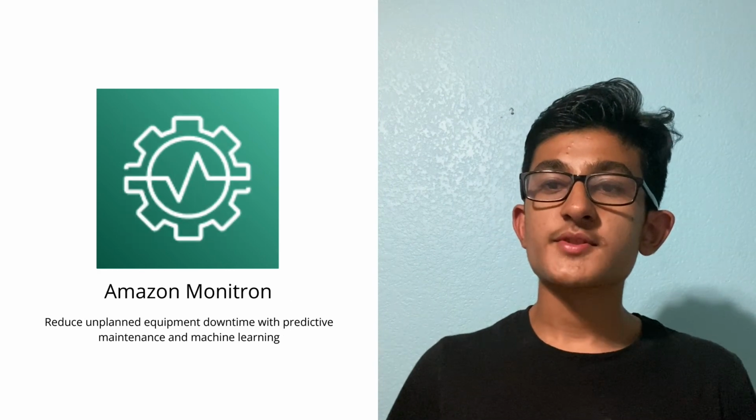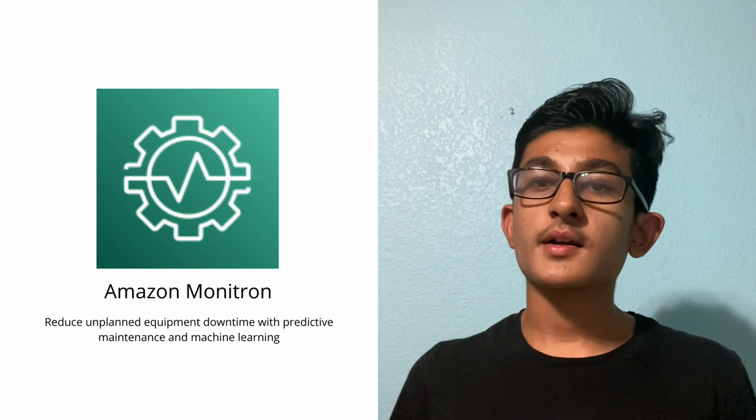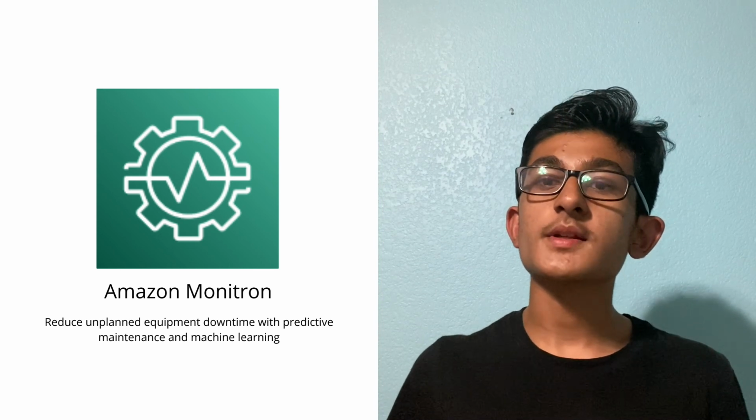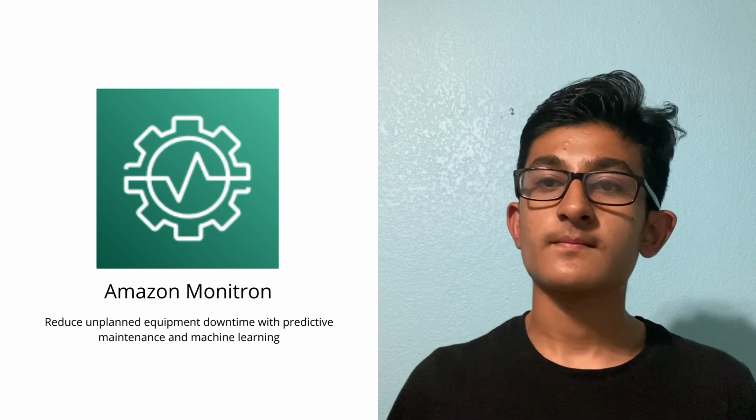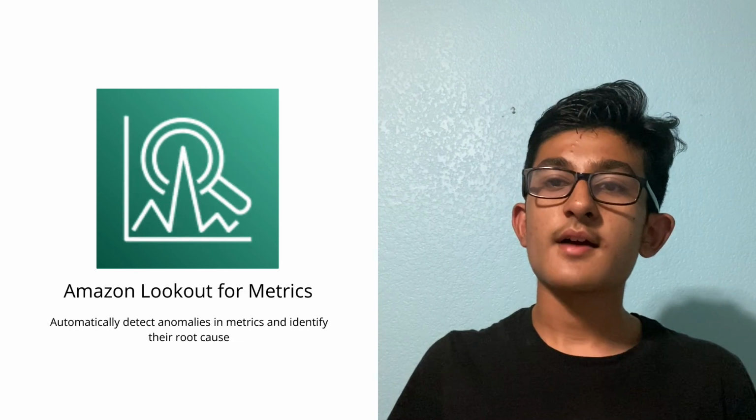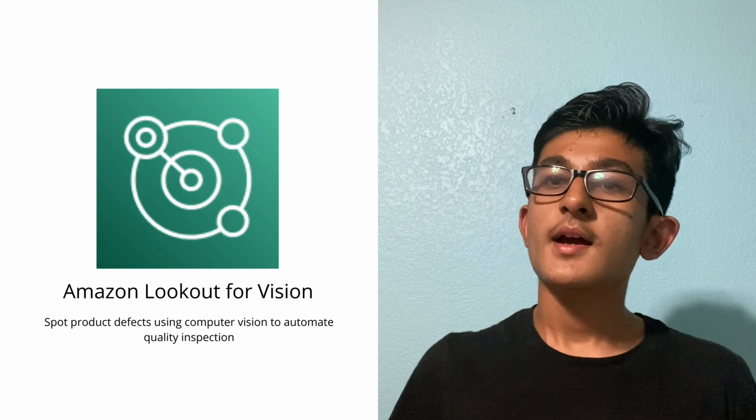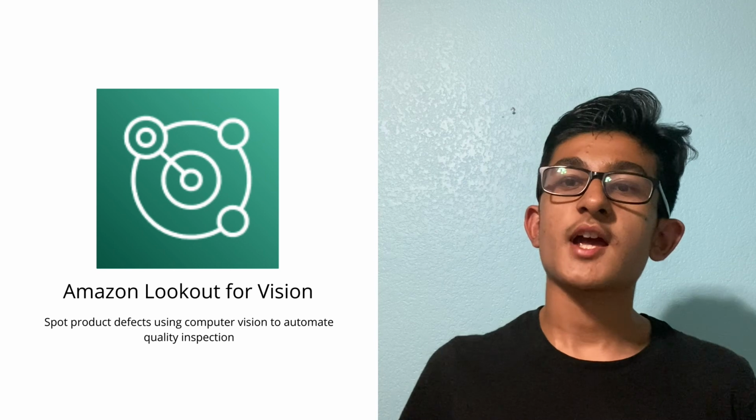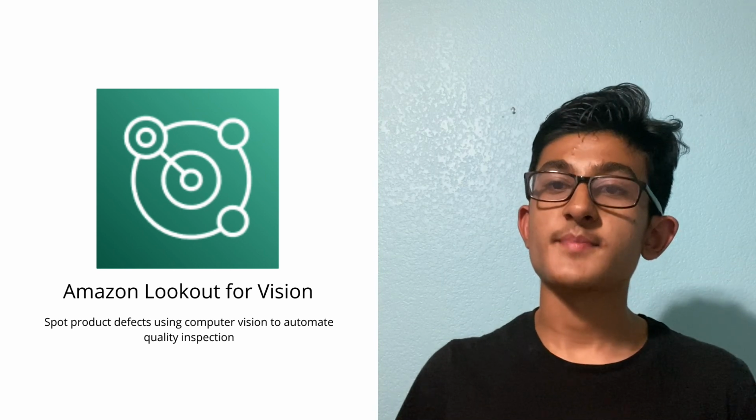There's also Amazon Monitron, which is similar to Lookout for Equipment, where AWS provides factory equipment integrated with Monitron so you can easily monitor your machinery and reduce downtime. And finally, we also have Amazon Lookout for Metrics and Amazon Lookout for Vision. And these are pretty similar to Amazon Lookout for Equipment, except for metrics and your product respectively.